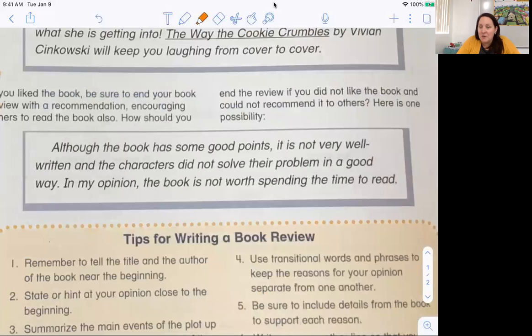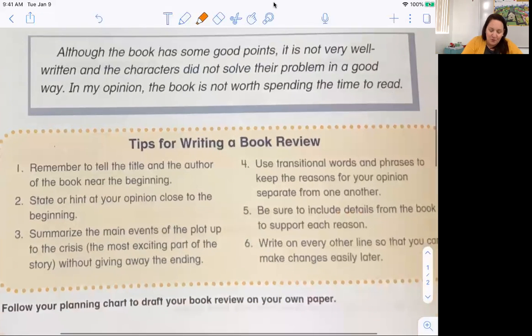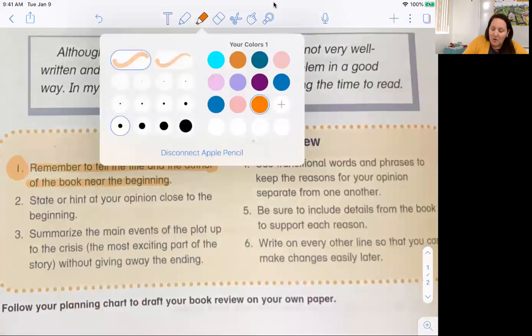Now, are they bashing the book? Are they saying this is the most terrible thing I've ever read and it's so bad, right? No, they're not bashing. They're just giving an opinion, but it is a mature opinion and it's not down talking the book. It's just saying, this is what I think, okay? So let's look at our tips. These are super important tips. Tip number 1, remember to tell the title and the author of the book near the beginning of the book review. You don't want to go on and on and on and not tell the title and the author.